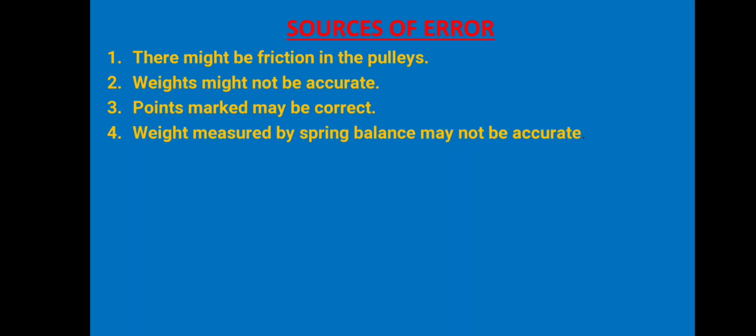Sources of error which may happen, or which will happen rather. There might be friction in the pulleys. Yes, there is friction. We can reduce it by polishing it or by applying some oil, and that is causing the error. There will be some error. Weights might not be accurate. This is also quite possible.